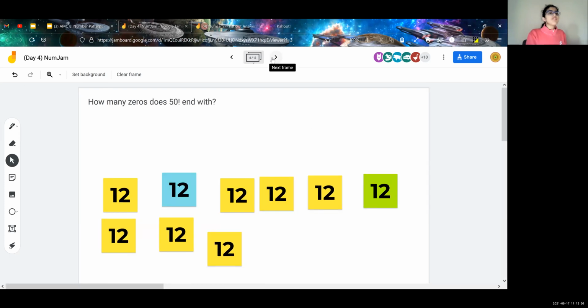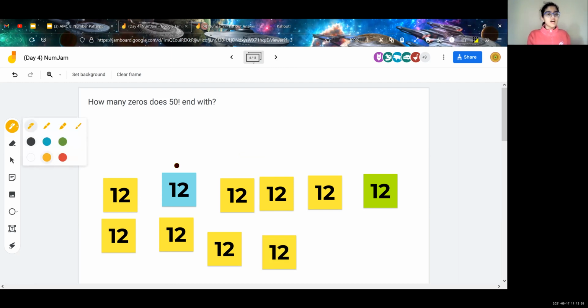How many zeros does 50 factorial end with? Use the strategy we found. 50 divided by 5 is 10. Then 50 divided by 25 is 2. Then 125 is greater than 50, so that doesn't matter. So we do 10 plus 2 and we get 12. So yes, everyone seems to have gotten it correct. Yay. Gold star.